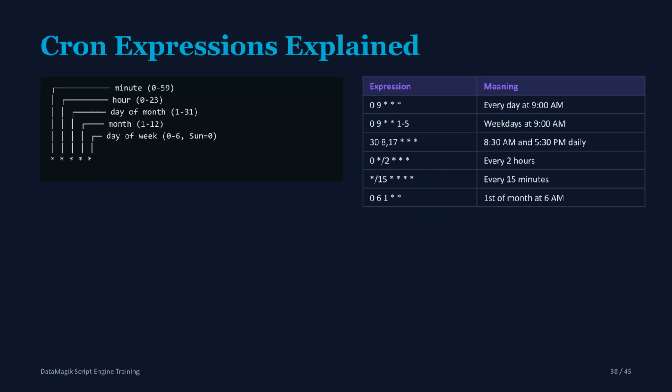Cron expressions consist of 5 fields: minute, hour, day of month, month, and day of week. Each field uses specific ranges and symbols to define when a script should run. This allows for precise scheduling, such as running at 9 a.m. every Monday.